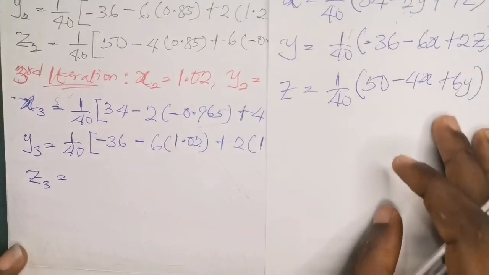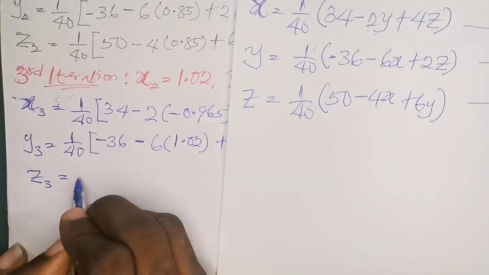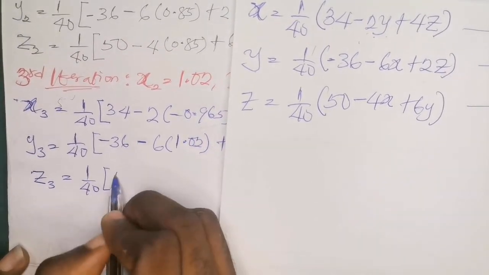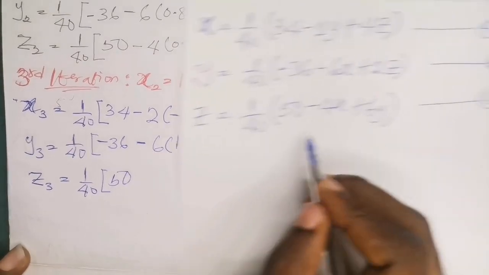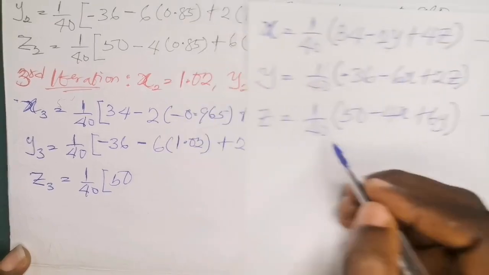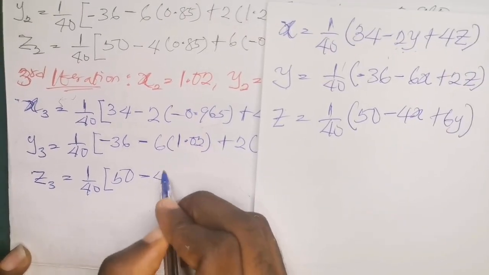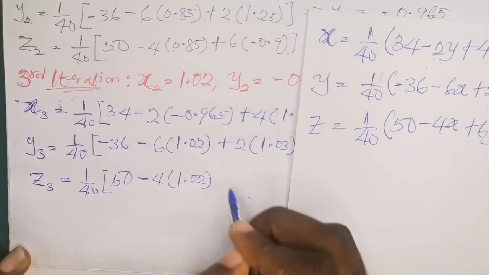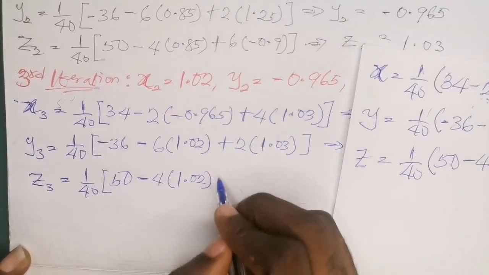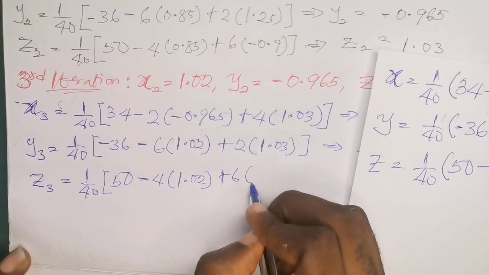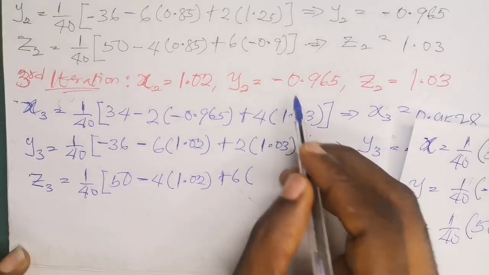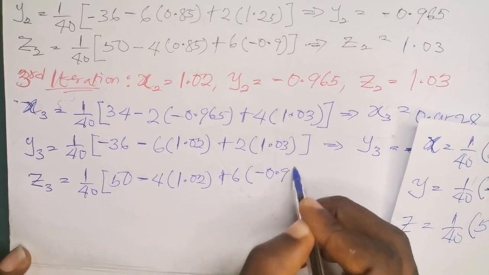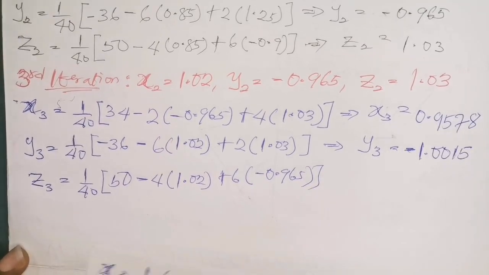Now we carry on with the third iteration for z, that is z3, and this is going to be equal to, now the equation for z is simply 1 over 40. So you have 1 divides 40. Now multiplying, I have 50 here. Multiply by 50 minus 6 minus 4x. So I have minus 4x. X now becomes x2, and x2 is 1.02. Okay, then I have plus 6y. So plus 6y is y2, and y2 simply gave us negative 0.965. So plus 6 times negative 0.965.